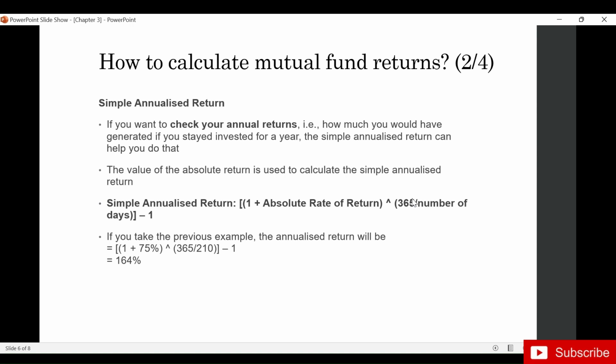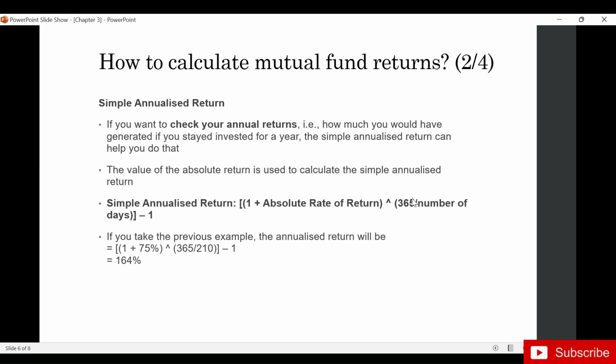The next method for calculating returns is the simple annualized returns. So, this is used for checking the annual returns. Okay. And what is the formula for simple annualized returns? It is 1 plus the absolute rate of return raised to the power 365 divided by the number of days, and minus 1. So, in our previous example, the absolute returns were 75% and the time period was 7 months. So, just input the values in this equation.